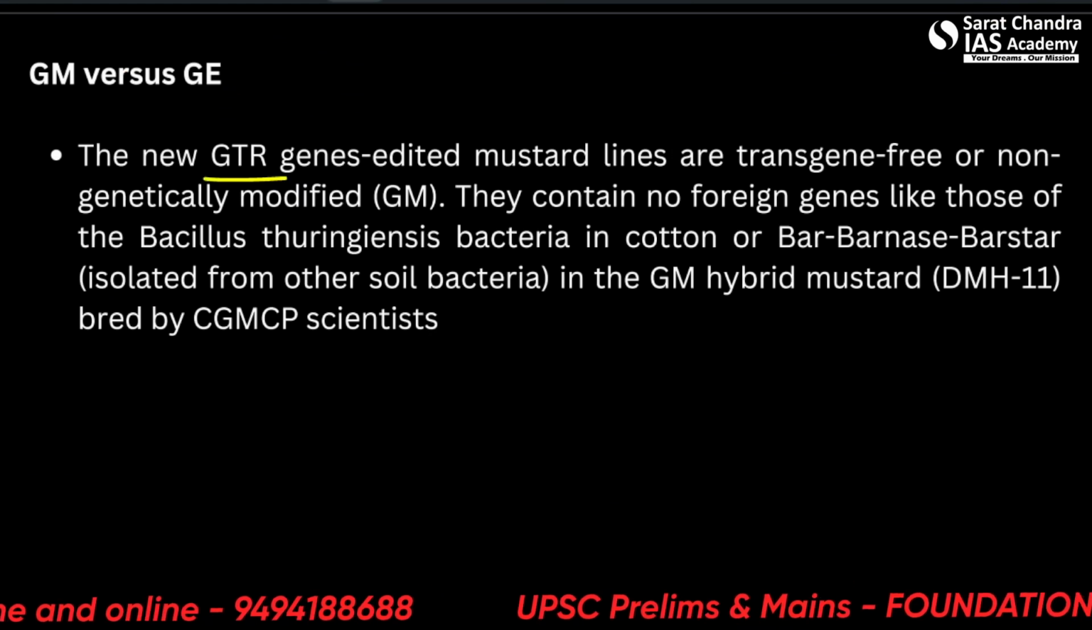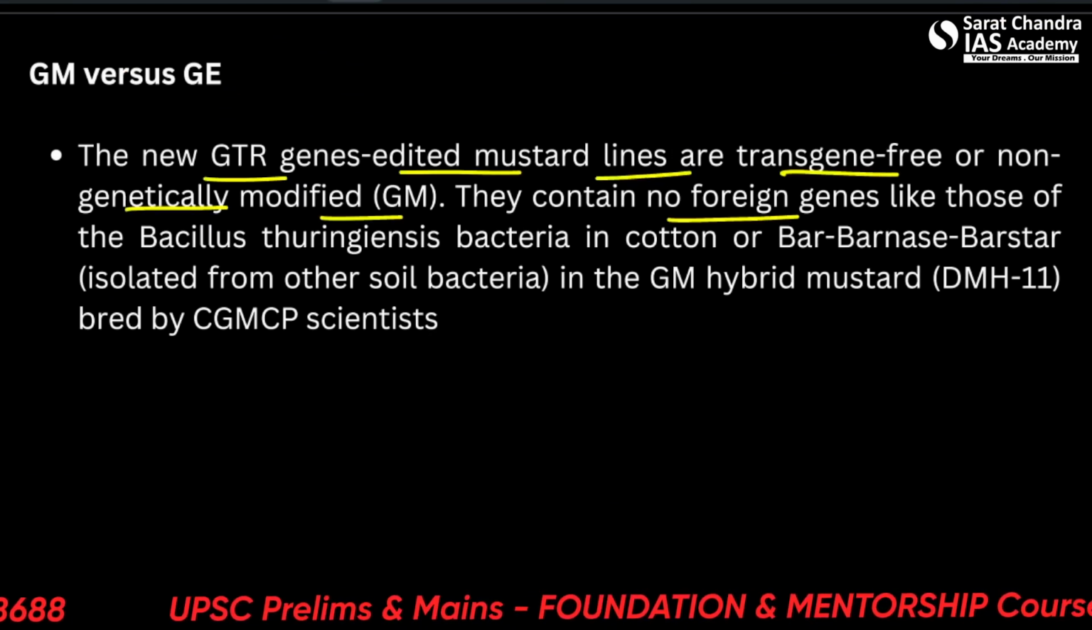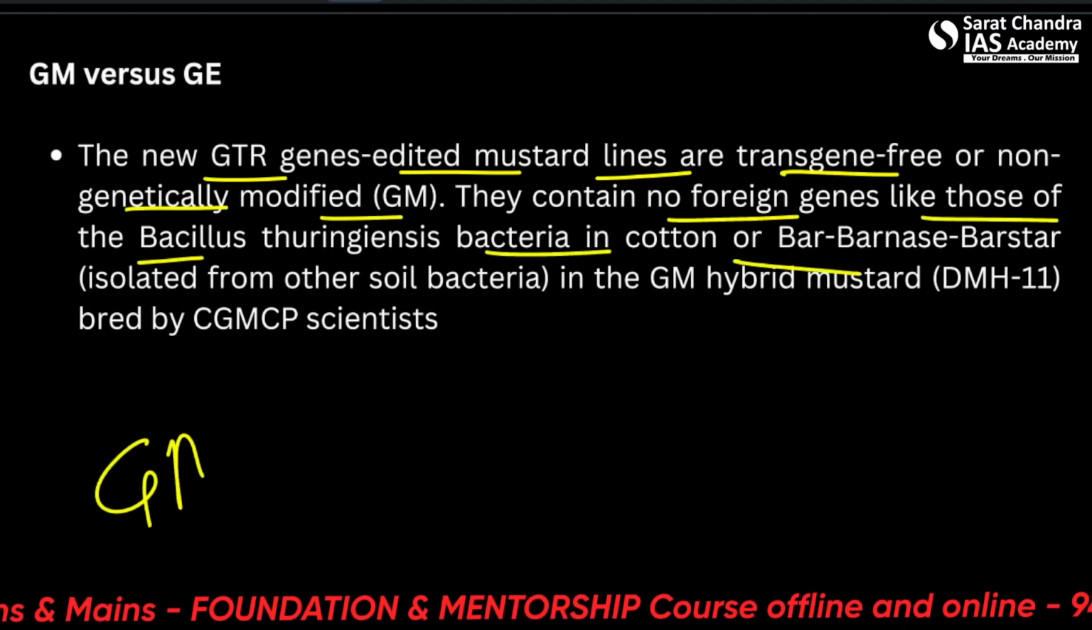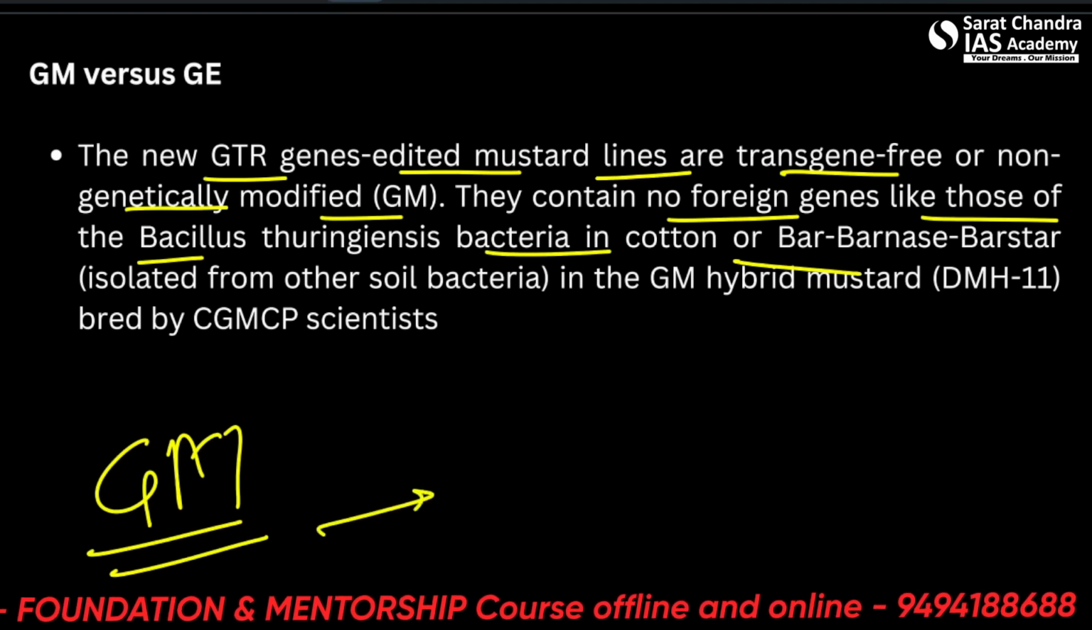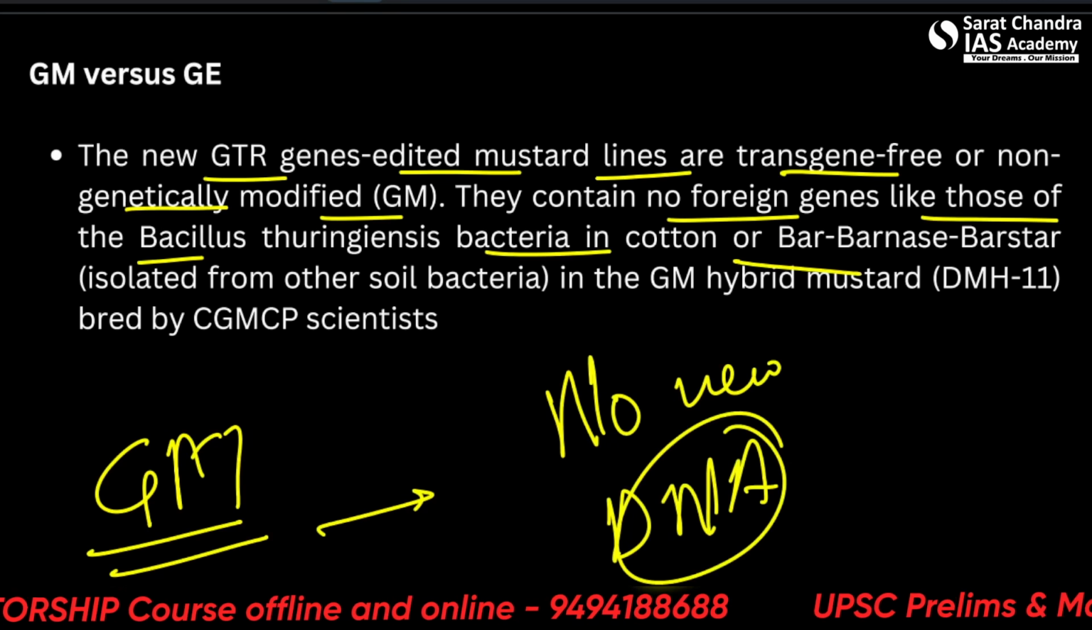The new GTR gene edited mustard lines are transgene free, or non-genetically modified. They contain no foreign genes, unlike the Bacillus thuringiensis bacterial gene in Bt cotton. So basically it's not GM, it's GE. That means no new DNA is added.